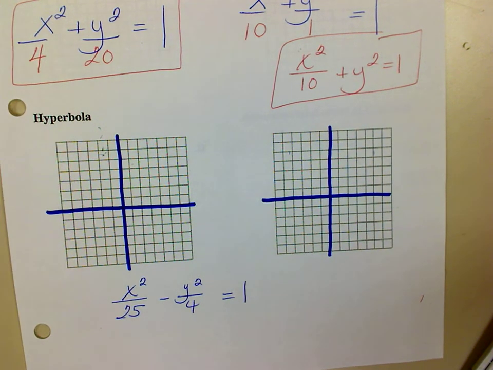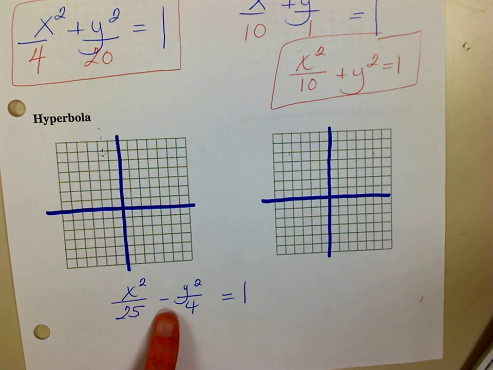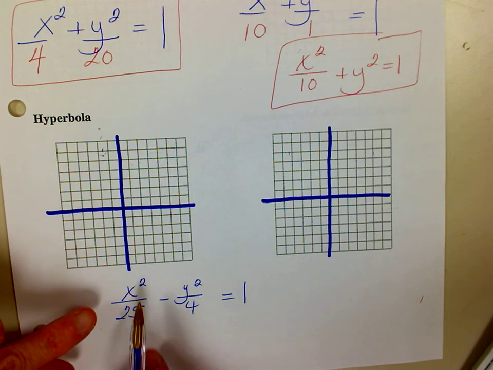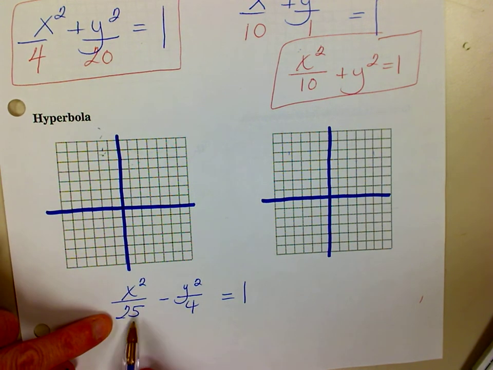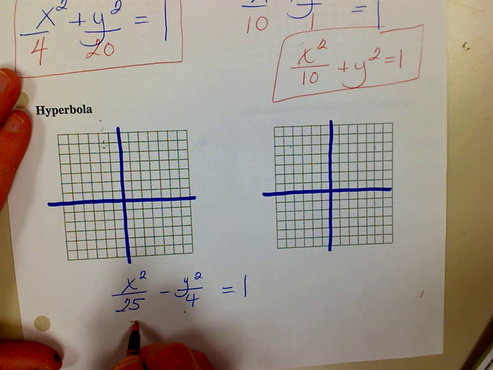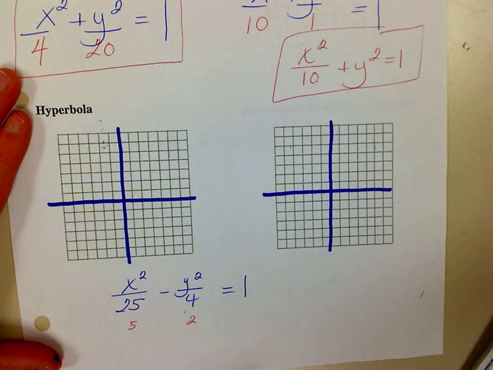So it's very similar to the formula for an ellipse. The only difference is that it's minus instead of plus. Okay, so here's what you're going to do first. These numbers are squared, so I need to take the square root. So I'm actually going to get 5 and 2.